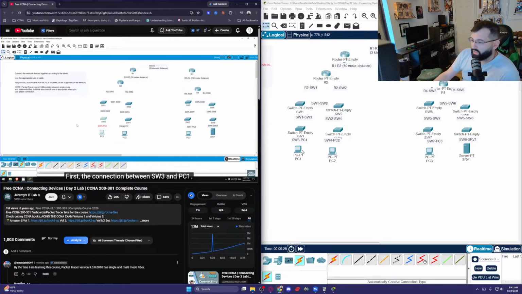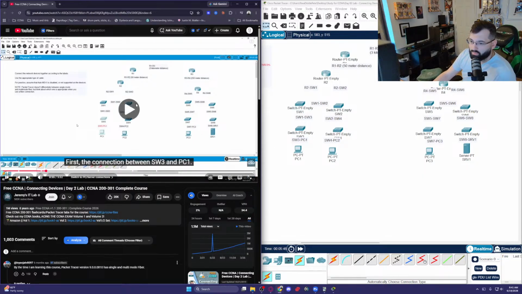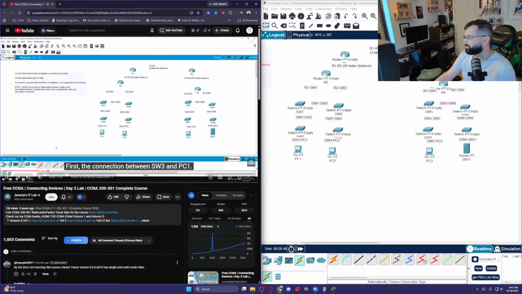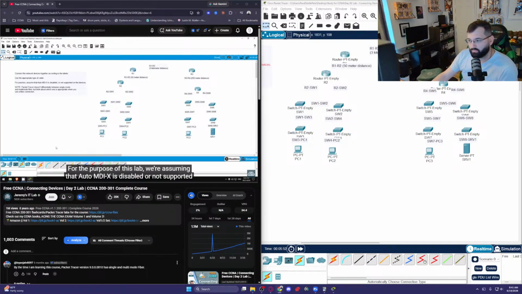So that means PC to switch needs to be straight through, switch to switch needs to be crossover, switch to router needs to be straight through, and router to router needs to be crossover. This should be super simple. Let's check switch 3 and PC 1. For the purpose of this lab, we're assuming that auto MDIX is disabled or not supported on the devices, so we have to think about whether to use a straight-through or a crossover copper cable.